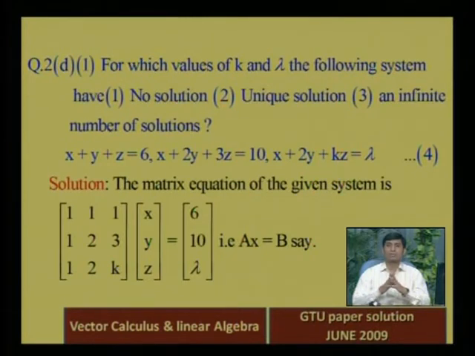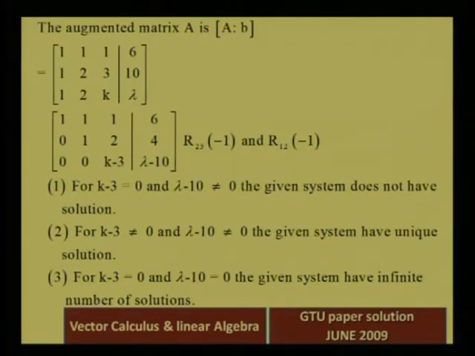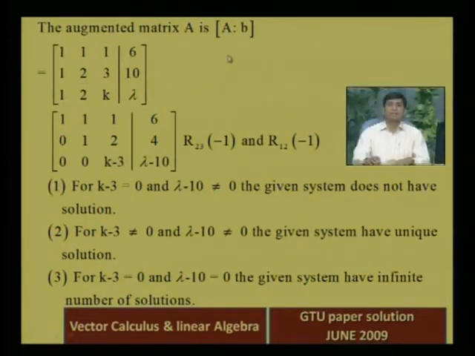So first of all we have to convert this augmented matrix into row echelon form. The augmented matrix A is: first row 1 1 1 6, second row 1 2 3 10, third row 1 2 k lambda. Now we convert this matrix into row echelon form. The first process is that we multiply the second row by -1 and add it into the third row.